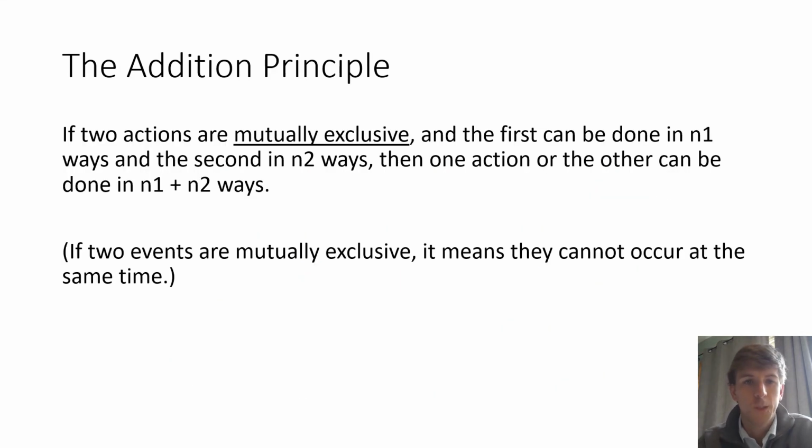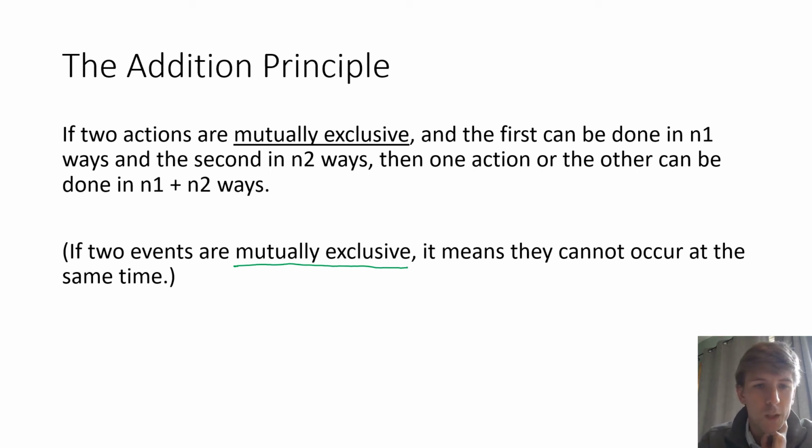Let's move on to the second principle here. It's called the addition principle. We're going to need a little bit of vocab first. The word is mutually exclusive. If 2 events are mutually exclusive, it means they cannot occur at the same time. Things that would be mutually exclusive would be like flipping a heads and flipping a tail. If you're flipping a coin, you cannot flip both at the same time. So those 2 events are mutually exclusive.